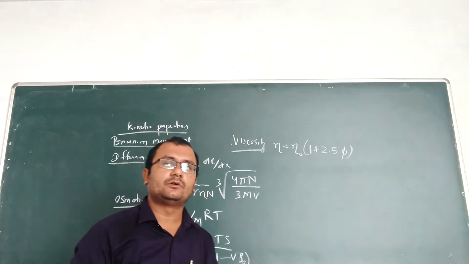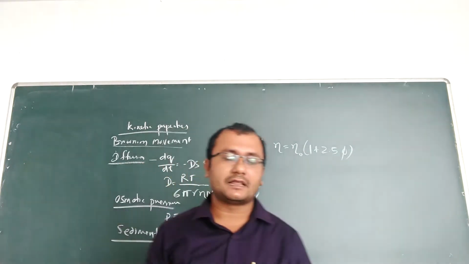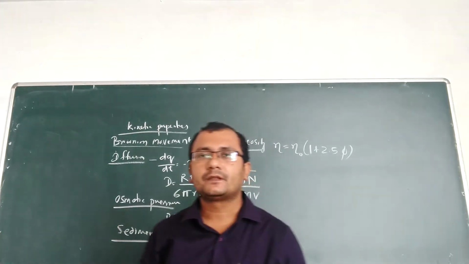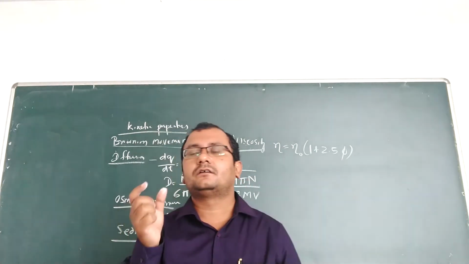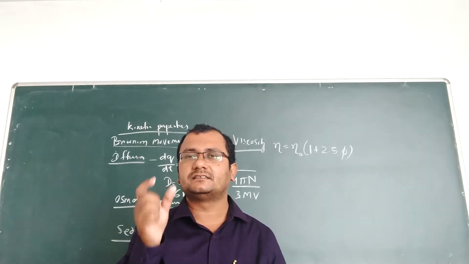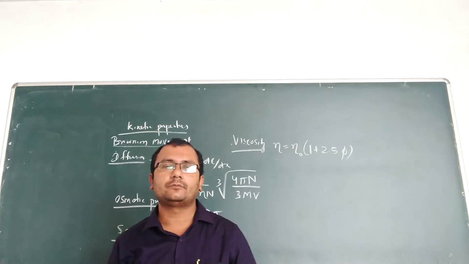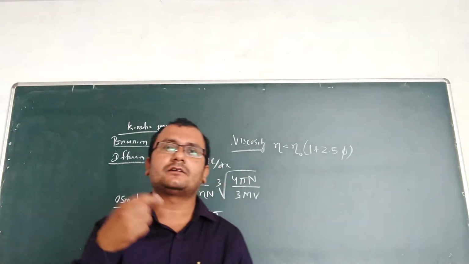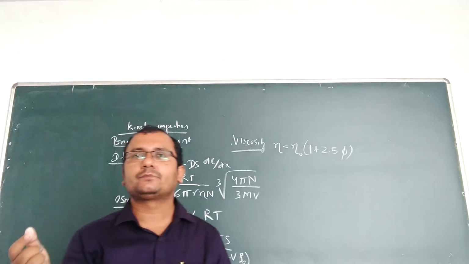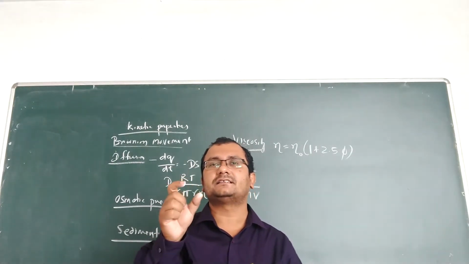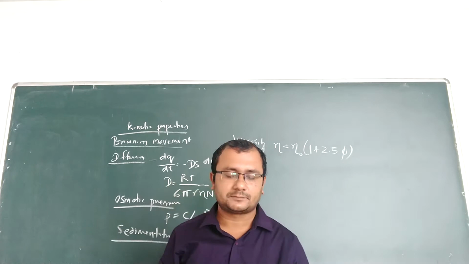In the last class I told you about different properties, like particle size, and how particle size affects colloidal particles. If the particle size is in the range of 1 nanometer to 1 micrometer, then we can prepare the colloidal dispersion. Otherwise we cannot get the colloidal dispersion. So that's why particle size is important for colloidal dispersions.